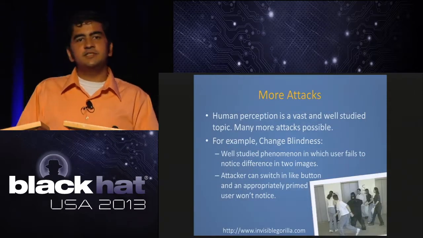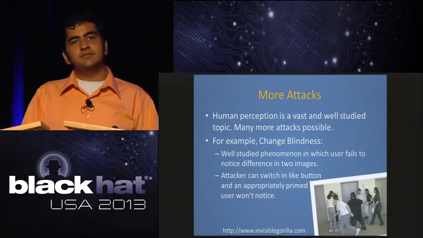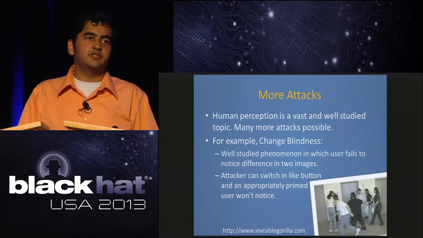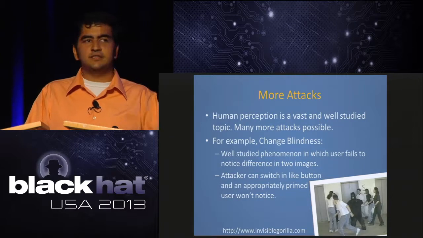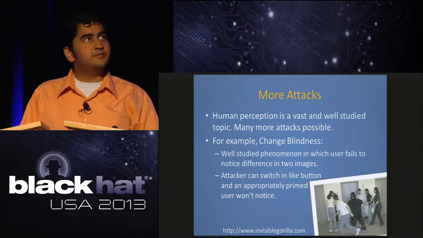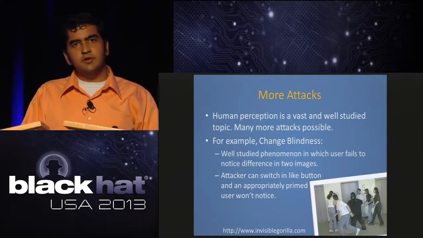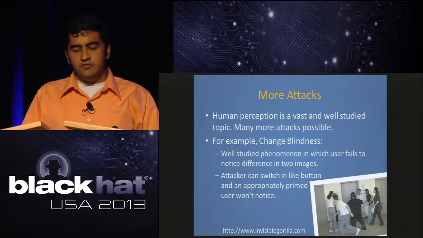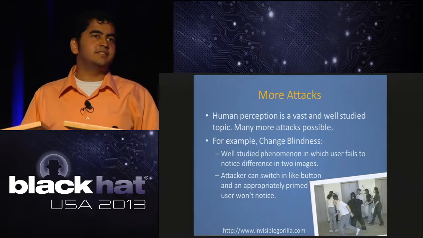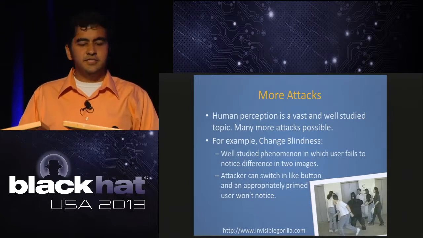And finally, human perception is a lot more complicated. We did very simple stuff. We had a neuroscientist in our team, so he helped us out a lot. But human perception is a very vast and well-studied topic, since 100 years maybe. And so many more attacks are possible. For example, a very famous experiment is the change blindness experiment, where you just fail to notice stuff happening in a scene that you're looking at.